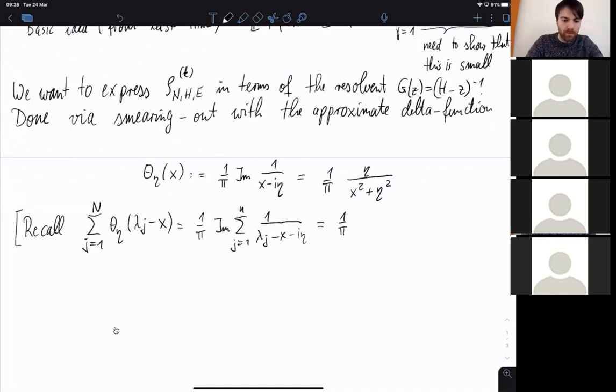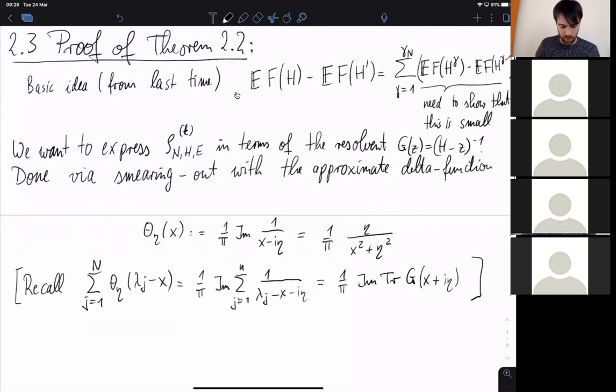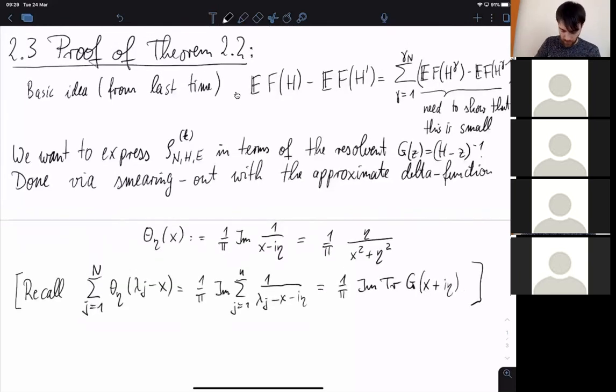So it looks as follows. It's the imaginary part of the trace of the resolvent at x plus i eta. So just to see how this relates to the trace, how this relates to the resolvent, because this, sorry, now I was too fast. So how this relates to the resolvent.